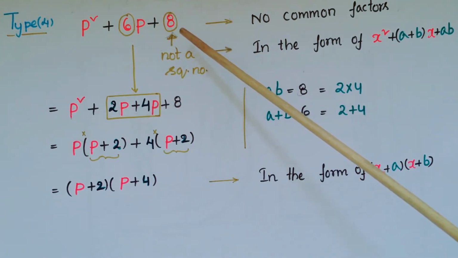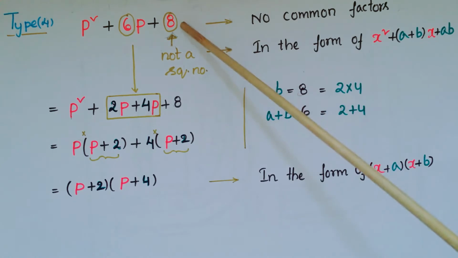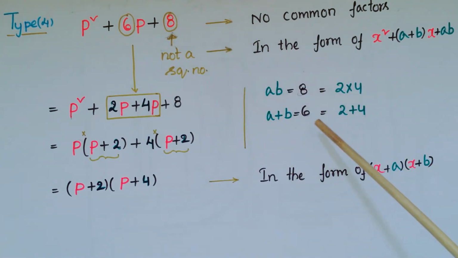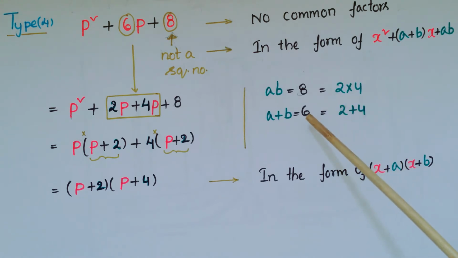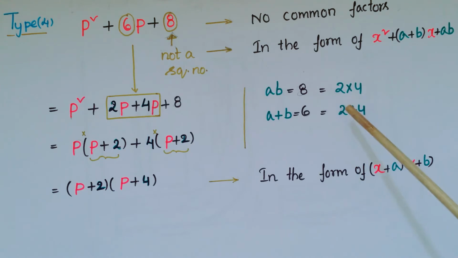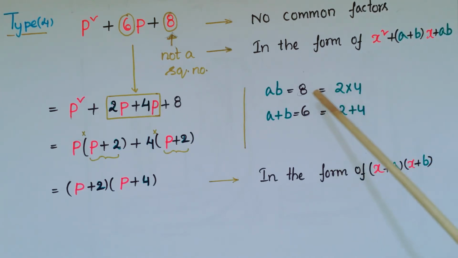So you can check whether this expression is in the form of x square plus (a plus b) into x plus ab. So ab here is 8 and a plus b is equal to 6. So you have to take two numbers. If you add those two numbers, it should be 6, and if you multiply those two numbers, it should be 8. So those numbers are 2 and 4, because 2 plus 4 is equal to 6 and 2 into 4 is equal to 8. So apply these 2 and 4 here.